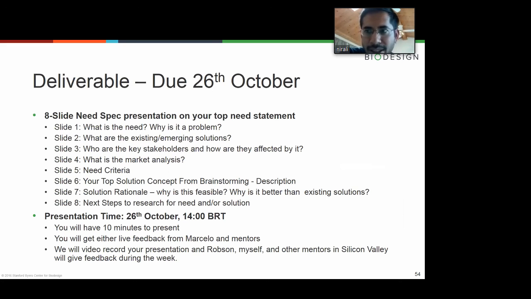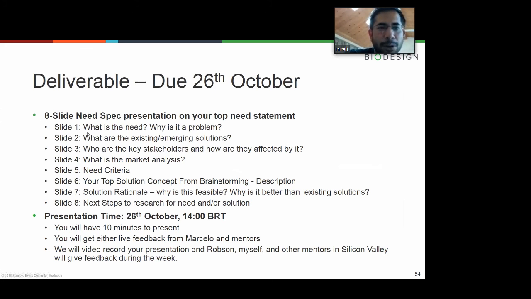Okay, now let's talk about the deliverable. What I want you to do, and I actually want a slide on it next, but before we talk about what you're doing for the next 15 minutes, the deliverable. Marcelo, let me know if you have feedback on this. What I'm proposing is that we have an 8-slide presentation by October 26th. This presentation will be on your top need statement, the one that you have decided is the one you want to focus on. If you want feedback from me on that, send me some of your questions over the next few days. I'll be able to reply back to you, okay?